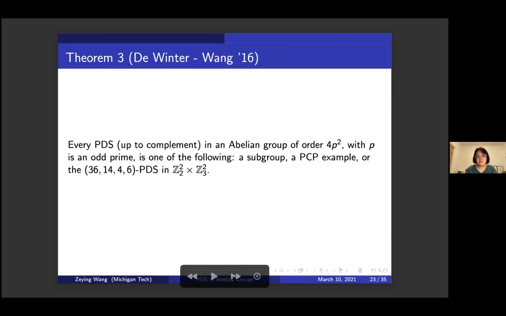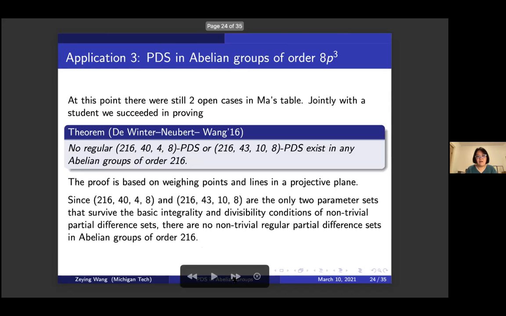Now, the next question is, we have 2 cases left. Those 2 turn out to be more different. And so finally, what we did is we tried to introduce weights for points and lines in the projective plane. So we use a symmetric design to finally prove it. And so, yeah, that's a nice 2 cases.